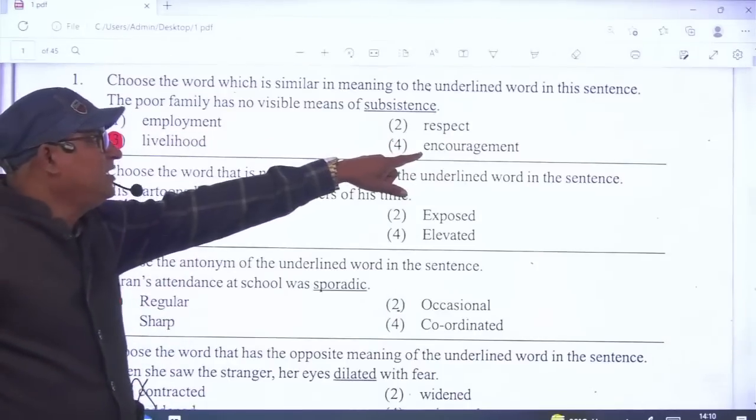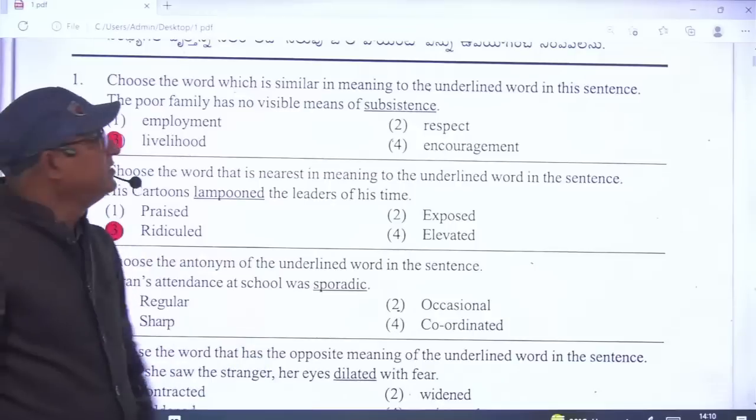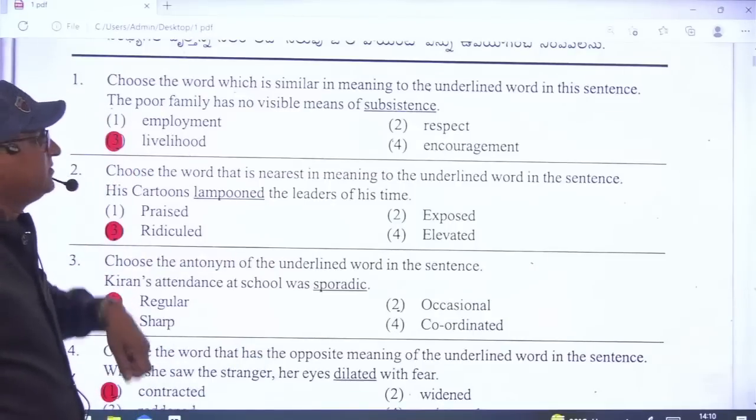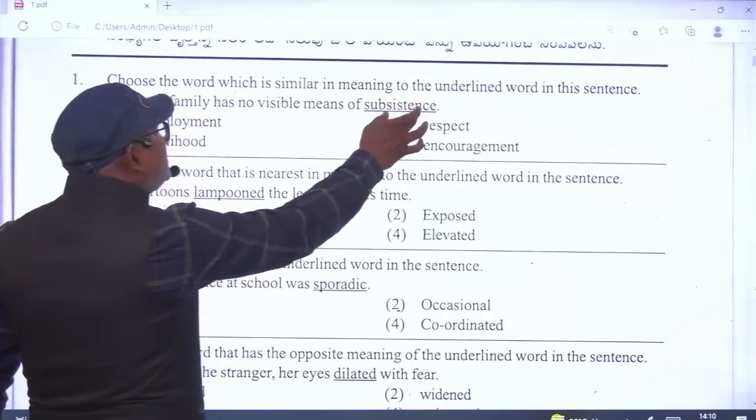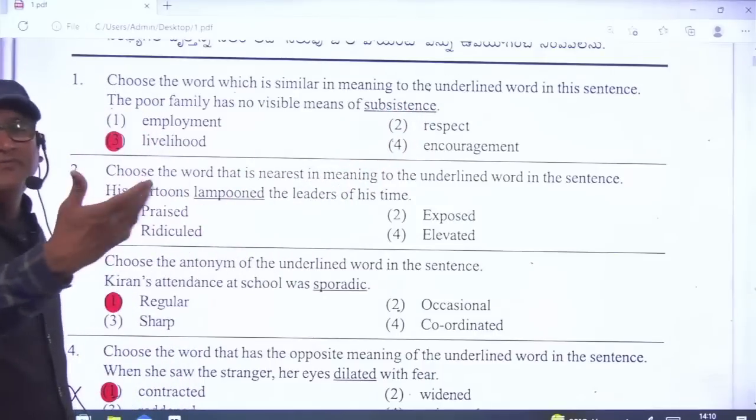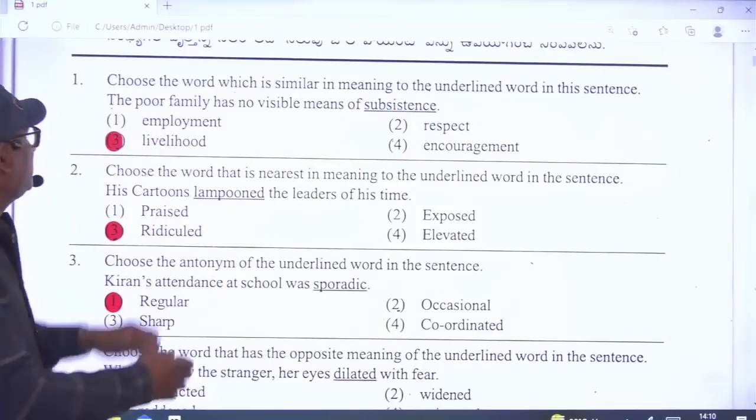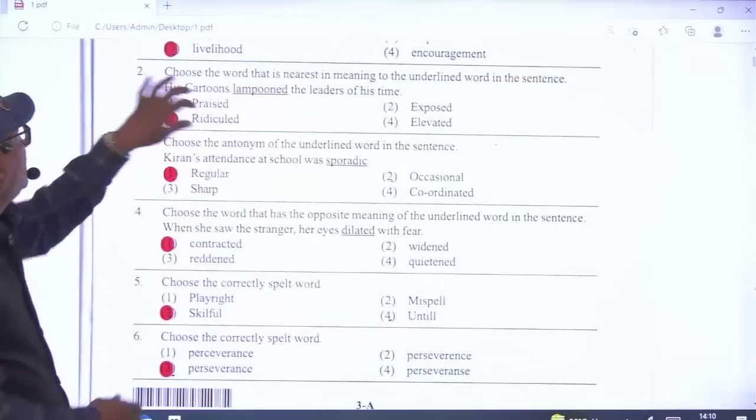Employment, respected, encouraged, and taught are the wrong words, right? So 3 is the right one. What I have told you: subsistence is nothing but what we call livelihood, like jobs. Okay, let's go for the second question.